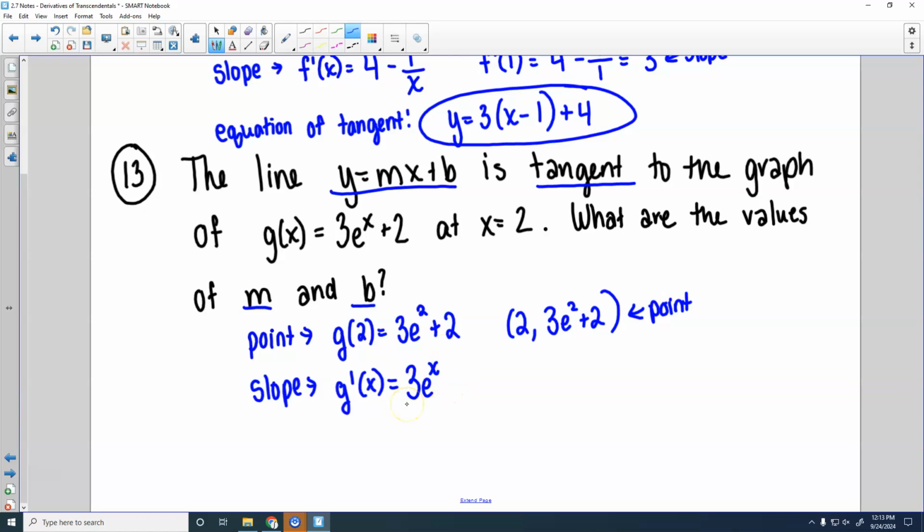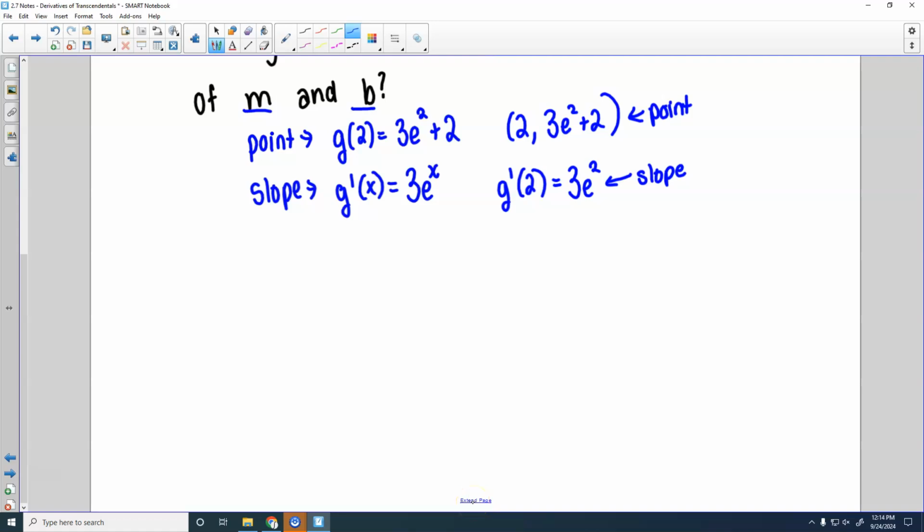Now, in this case, we only care about the derivative at x equals 2. So we need to make sure we label this here. We're going to call it g prime of 2. And we're just going to plug 2 into our derivative. So we get 3e squared. This is our slope. Once again, it's a little bit messy because we have to just leave the e there since this is not a calculator active problem. But we've got the pieces that we need.